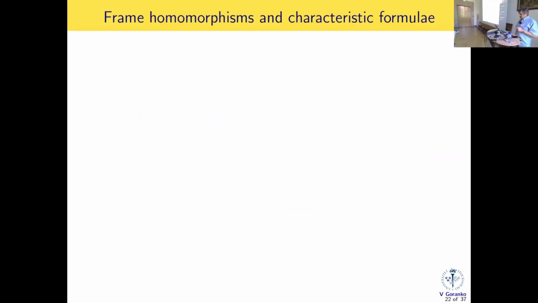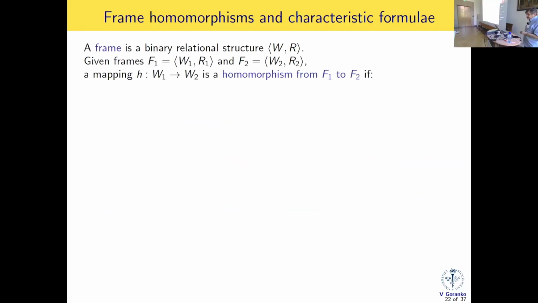All right. The approach that I'm taking here is based on the notion of a homomorphism. I'll start with the standard notion, and then we'll see how far it traces, and the fact that existence of homomorphisms can be described by EMSO sentences. To remind you, a frame is just a binary relational structure, and for two frames, we define a homomorphism from one to the other as a mapping which preserves the relation. So it's a relation preserving mapping, as you would expect.